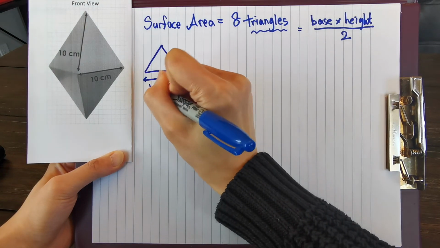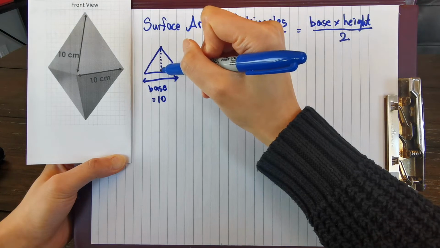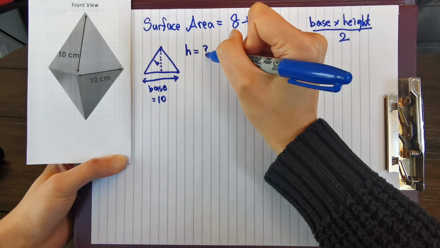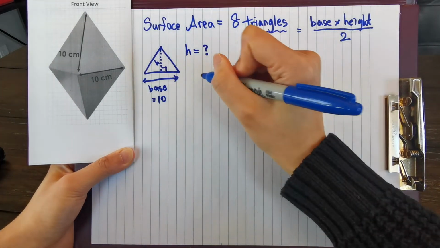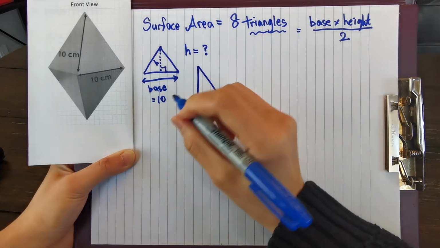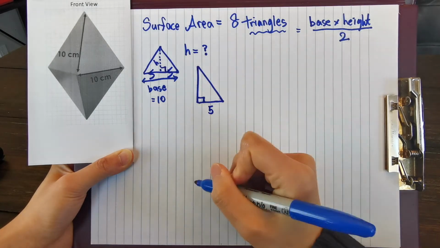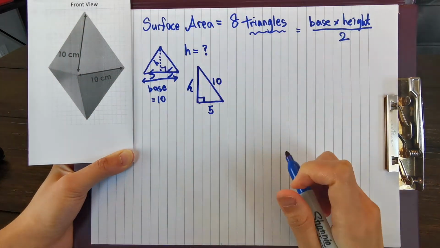When there's a missing side length on a triangle, I know only one way to figure it out at this point, which is the Pythagorean theorem. The Pythagorean theorem works only on a right triangle. So I need to cut this equilateral triangle in half, which gives me 2 identical right triangles. The base of the right triangle will be 5 centimeters. The hypotenuse will be 10 centimeters, and I'll call the unknown height h.